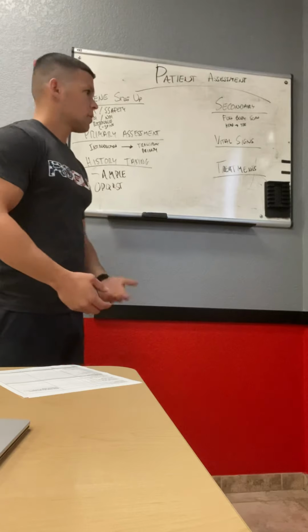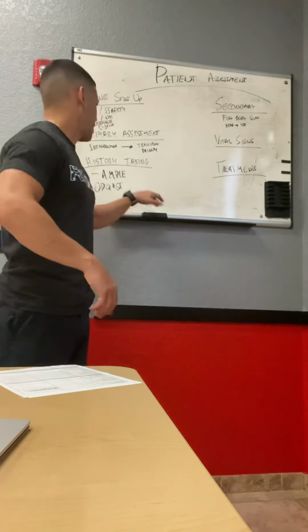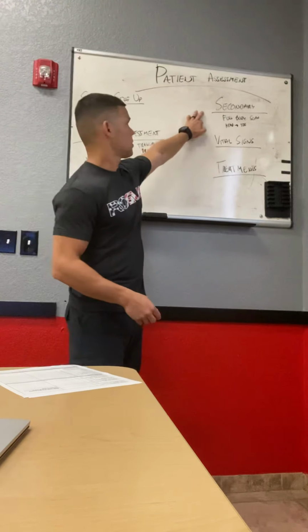And time. How long has this been going on? Did it start now? Has it been 6 months? Has it been a year and a half? And I is your interventions, which we'll get to towards the end in your treatments. But what have you done to fix this in the past? Has anything helped you? Next, we're going to go up to our secondary assessment.